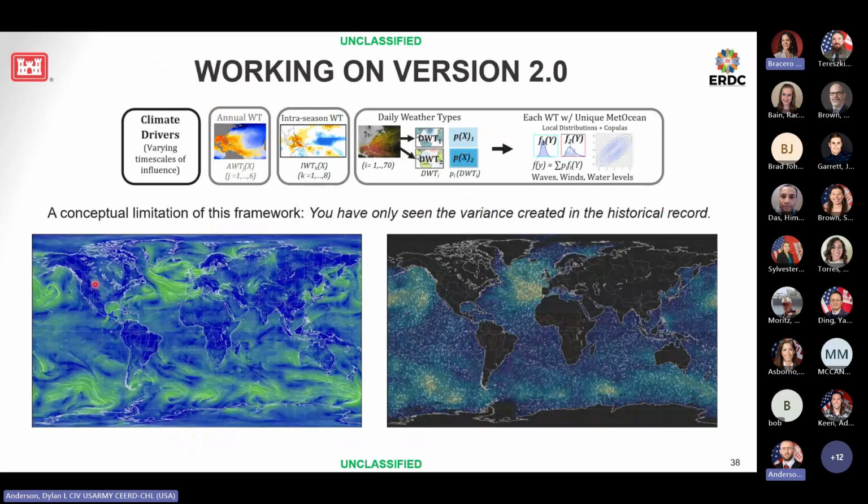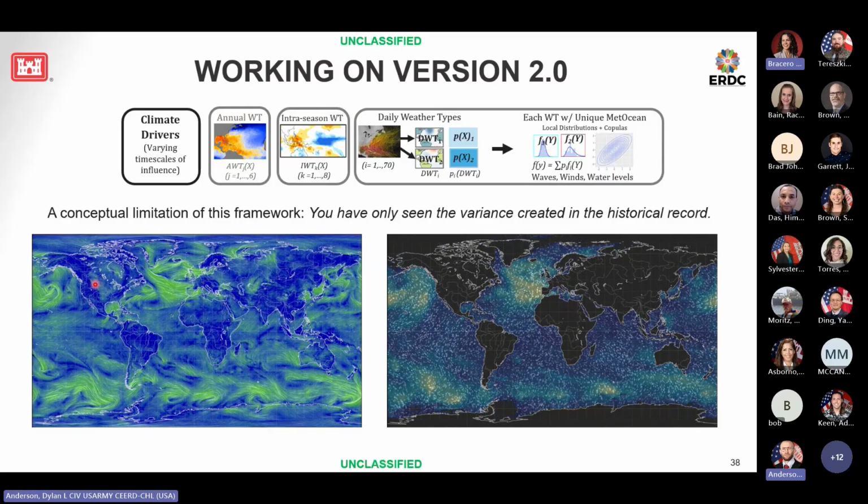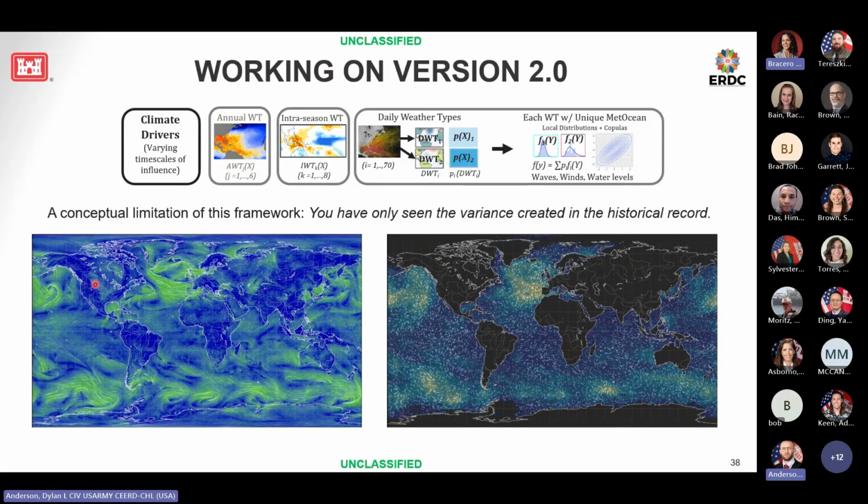And that's also something that's not in the civil side of things. For the last 10 minutes, I just want to say that we're working on version 2.0 and trying to conceive what the future is going to be. So a conceptual limitation of this framework is that you've only seen the variance created in the historical record.